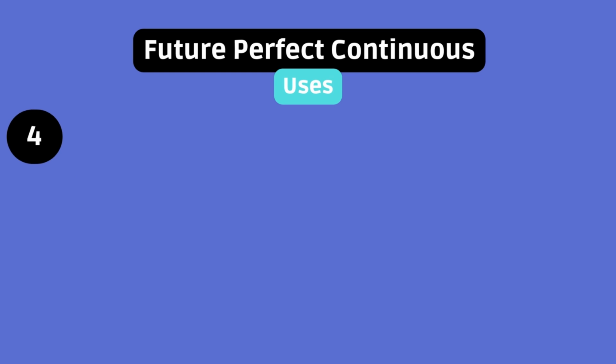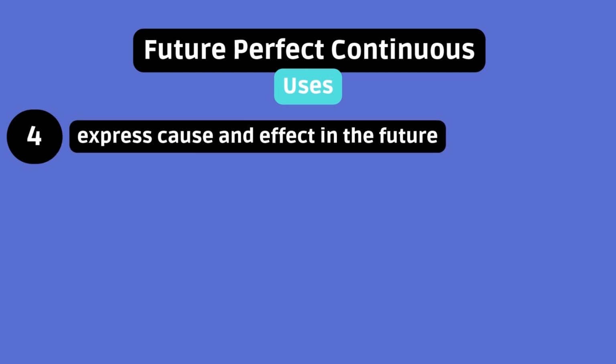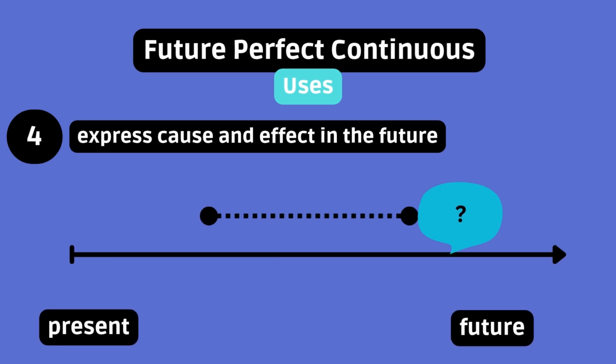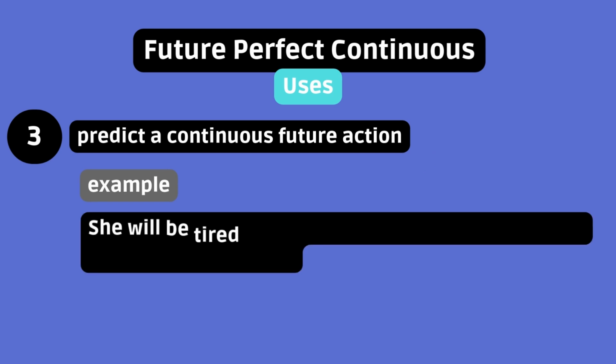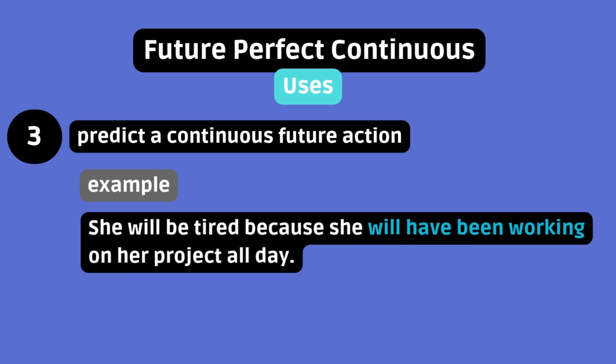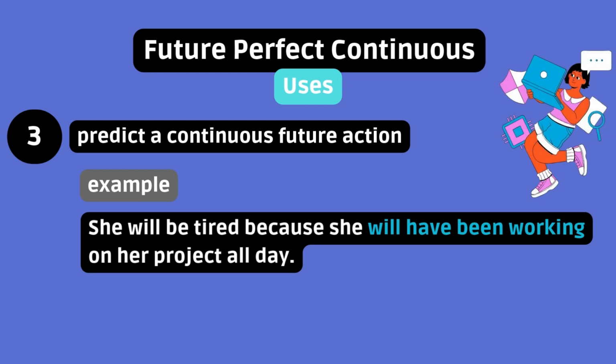It can be used to express cause and effect in the future. It explains the cause of a future situation by emphasizing the length of an action leading up to its effect. Example: she will be tired because she will have been working on her project all day. The cause is the long, ongoing working to the effect of being tired.